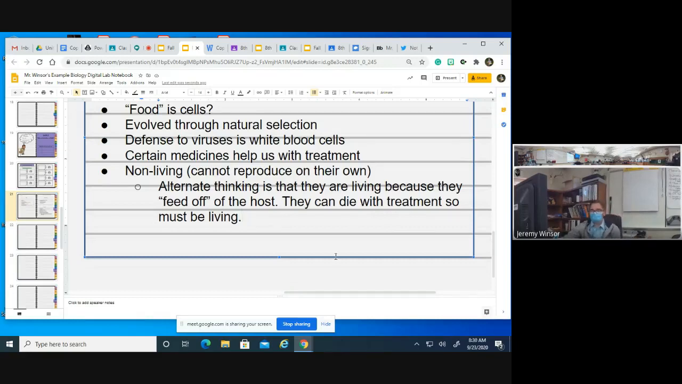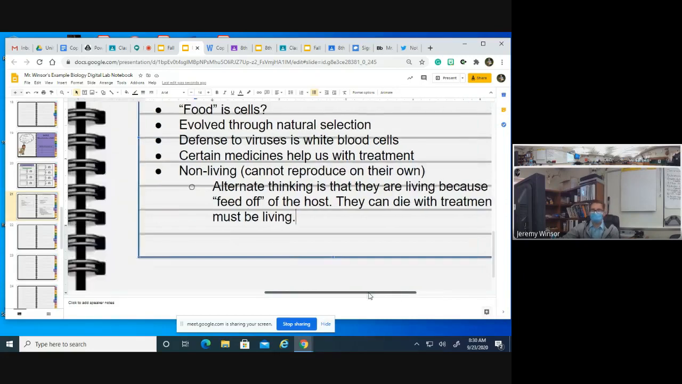All right, so we have alternate thinking. We have somebody that says they believe they are non-living because they can't reproduce on their own. And then our alternate thinking is that maybe they are living because they're feeding off of a host. This idea of feeding off, I want to know, how do viruses get their food?